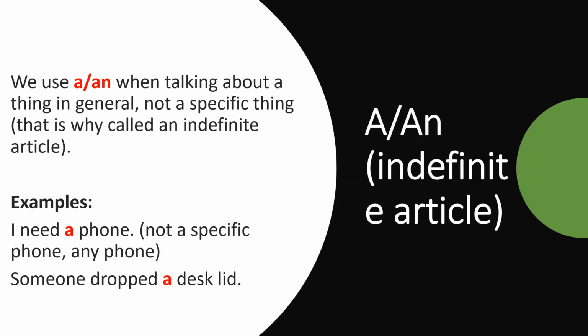We use a or an when talking about a thing in general, not a specific thing. That is why it is called an indefinite article. For example, I need a phone, not a specific phone, any phone. Someone dropped a desk lid.